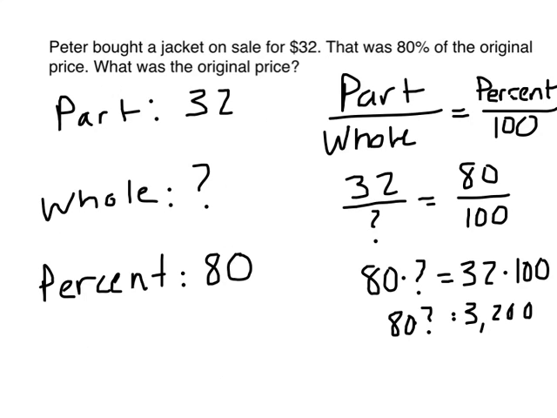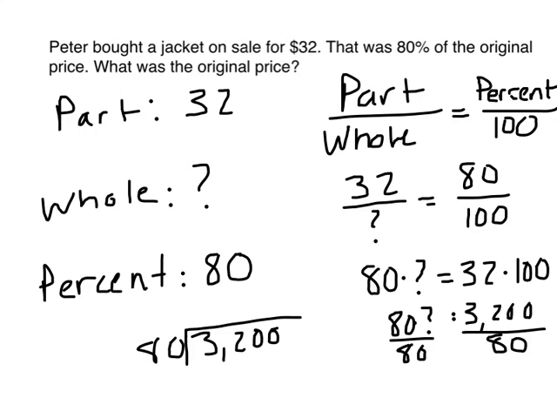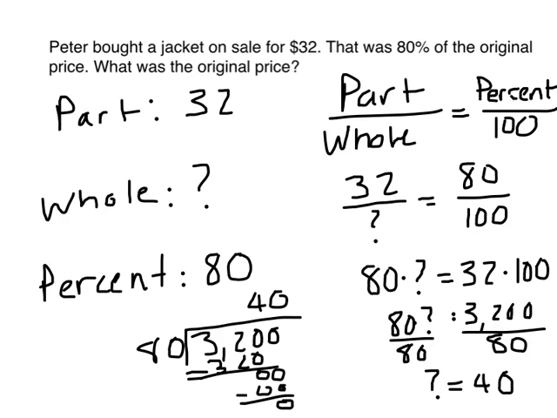I can divide to solve this problem. What's 3,200 divided by 80? Go ahead and solve that now. The correct answer is 40. So the original price of the jacket was $40.